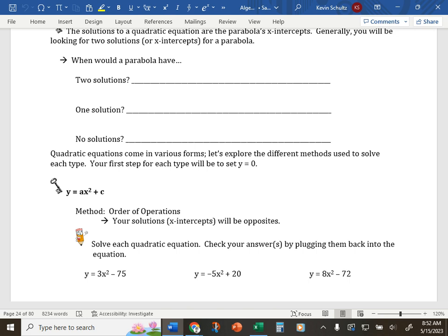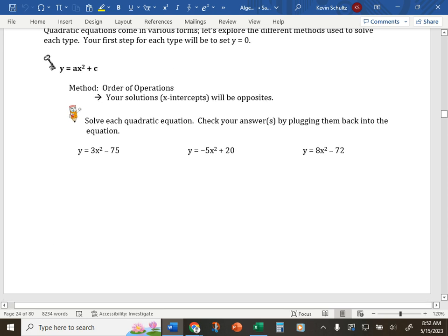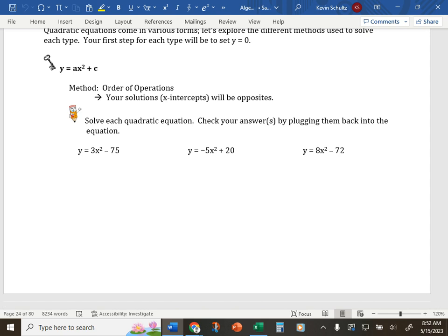Okay. Then we talked about how there are three forms of a quadratic equation because there are different ways you can write the terms ax squared, bx, and c. For ax squared plus c, you should have these already filled out. Our method, the order of operations, and our hint is our solutions will always be opposites.